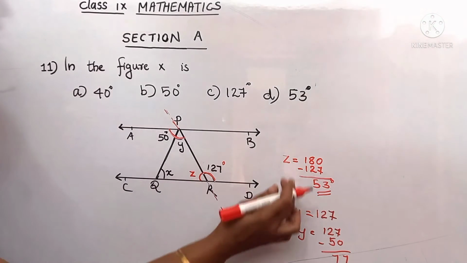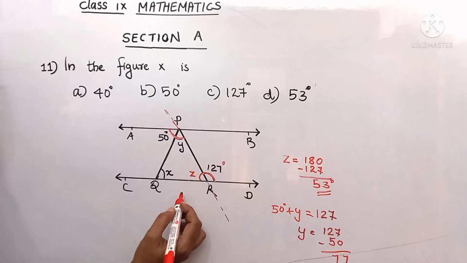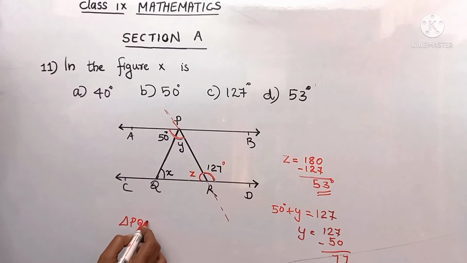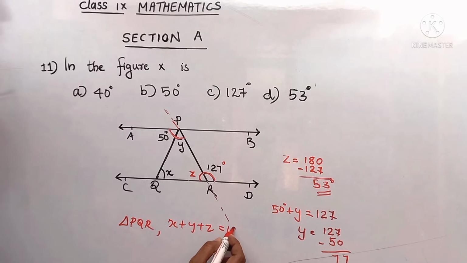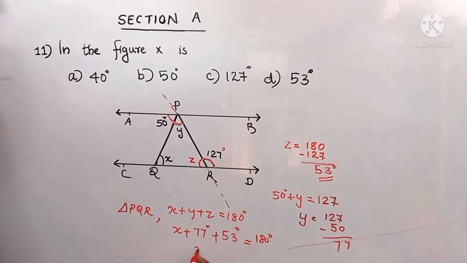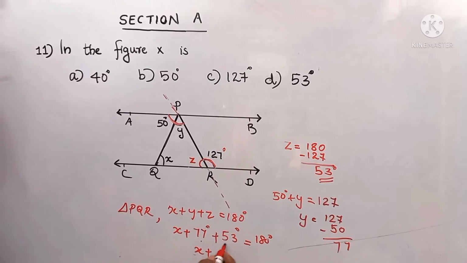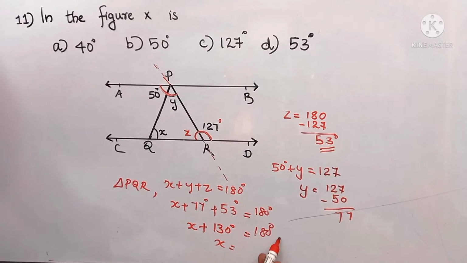Now we have got z and y. We know this is a triangle. PQR is a triangle, and the sum of these angles x plus y plus z is equal to 180 degree, by the angle sum property of a triangle. Then x we don't know, y we have got 77 degree, and z we know, that is 53 degree. That is equal to 180 degree. That is x plus, add these two, 77 plus 53, 130 degree is equal to 180.